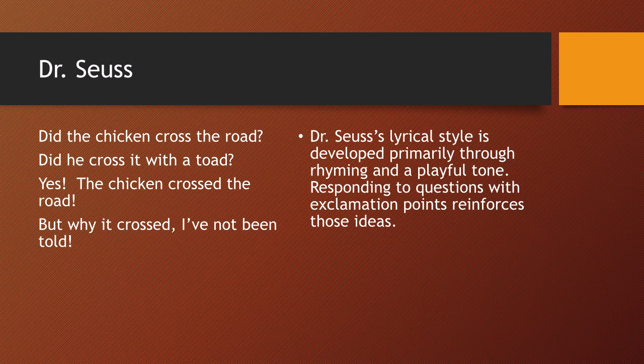My response is Dr. Seuss's lyrical style is developed primarily through rhyming and a playful tone. Responding to questions with exclamation points reinforces those ideas. So in my annotation, I would have marked things like it is a rhyme scheme of A. We would have had the repetition of did the chicken, did he cross? We have alliteration with chicken cross. We also have two questions responded with two exclamation points. Remember, punctuation is important when you're considering style and tone.